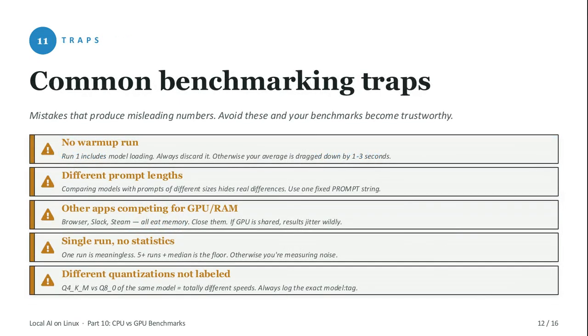For around $280 used, that's the single biggest quality of life upgrade you can make. Before you trust any of those numbers, watch out for a handful of traps that quietly poison benchmarks. Always discard the first run. It includes model loading and skews your average by a second or two. Keep the prompt string fixed across models, close the browser and chat apps so nothing else is fighting for GPU or RAM, and never report a single run. 5 iterations and a median is the bare minimum. And label your quantizations. Q4_K_M and Q8_0 of the same model are effectively different beasts.